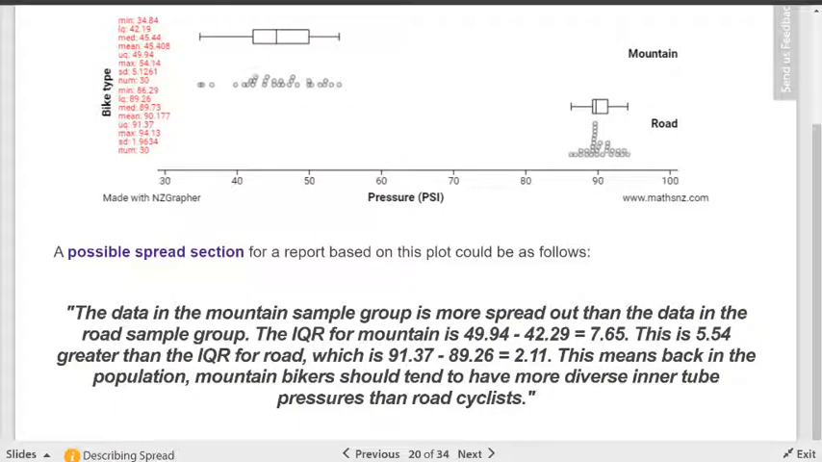And finally, the last thing is related back into context. This means that back in the population, mountain bikers should tend to have more diverse inner tube pressures than road cyclists. Or you could also say that mountain bikers should tend to have more diverse inner tube pressures than road cyclists in this sample. Right? They mention the population, but you could also mention the sample. You're going to see both ways. But you can infer that from your sample, the same thing should be happening in the population. That's why they put it that way in this case.